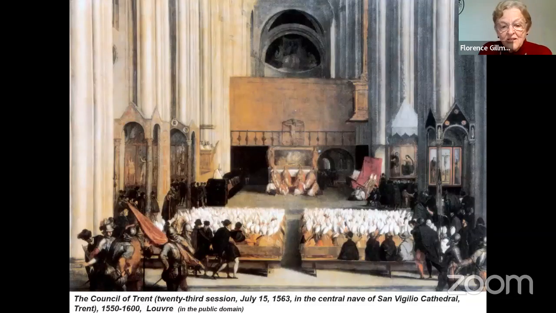Now this one's probably also somewhat realistic, and this does not use the Cathedral of Trent sideways though. It places, and they may have used it differently in different sessions. But here we see the main altar, and here we see the gathered participants at the meetings.